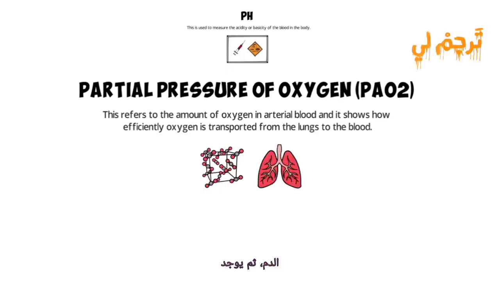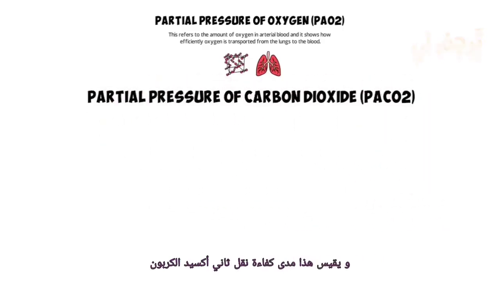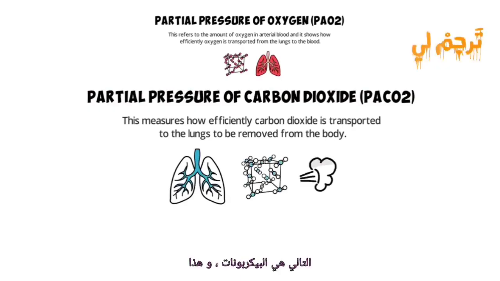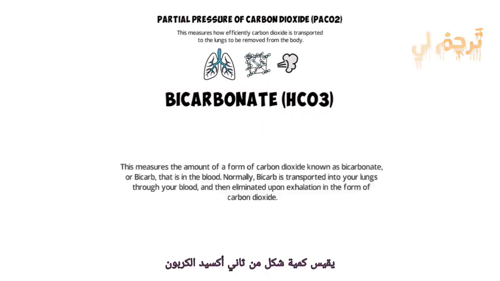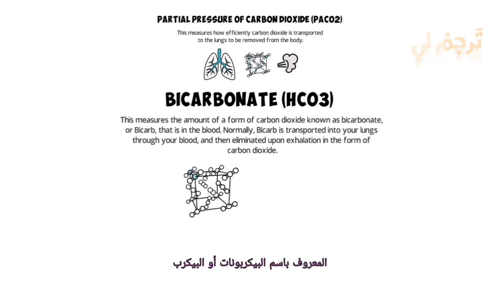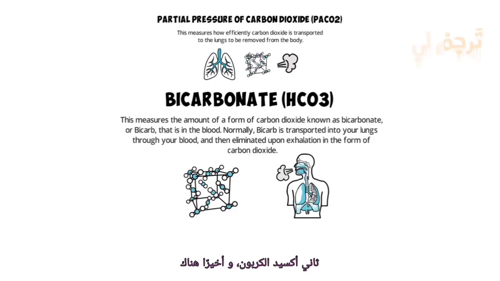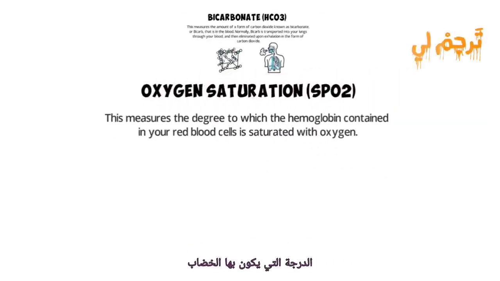Then there is the partial pressure of carbon dioxide, or PaCO2. This measures how efficiently carbon dioxide is transported to the lungs to be removed from the body. Next is bicarbonate, or HCO3. This measures the amount of a form of carbon dioxide known as bicarbonate, or bicarb, that is in the blood. Normally, bicarb is transported into your lungs through your blood and then is eliminated upon exhalation in the form of carbon dioxide. And finally, there is oxygen saturation, or SpO2. This measures the degree to which the hemoglobin contained in your red blood cells is saturated with oxygen.